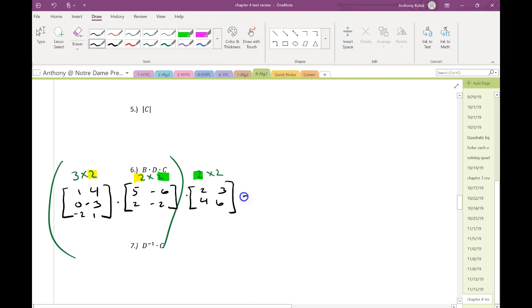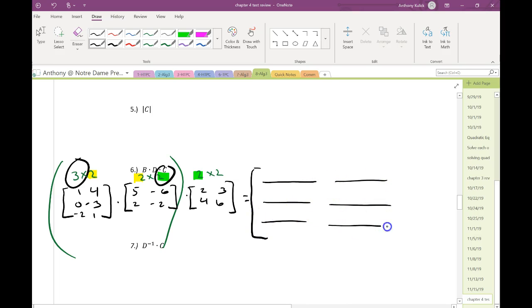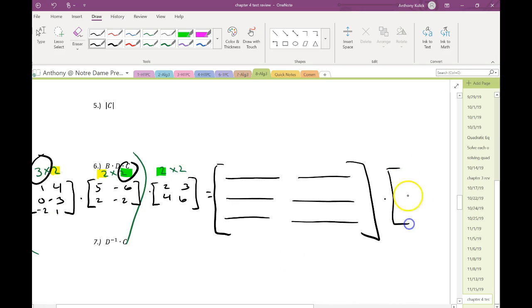So let's say we multiply these first two matrices together. What size matrix are we going to get as our answer? We'll get a 3 by 2. And then I'll just copy that other matrix over here before I forget about it. Okay.